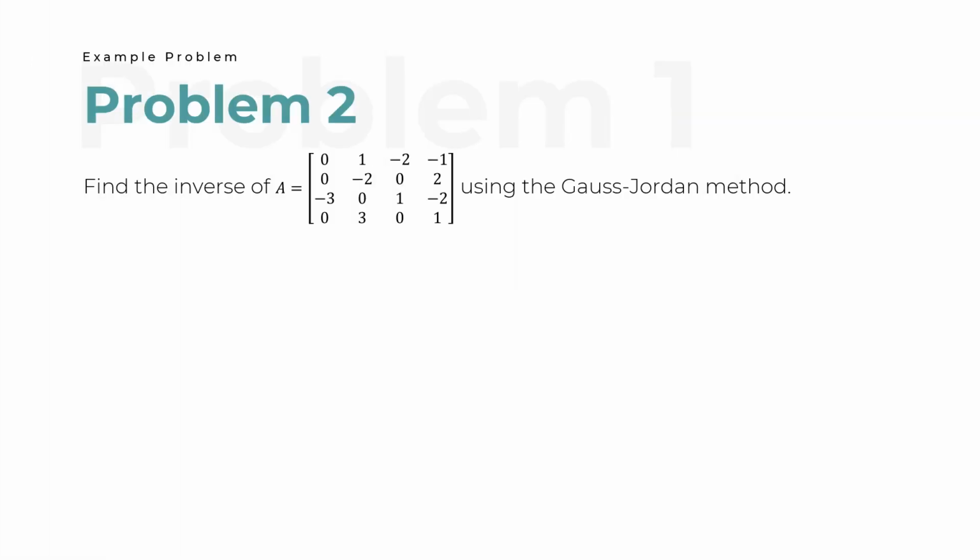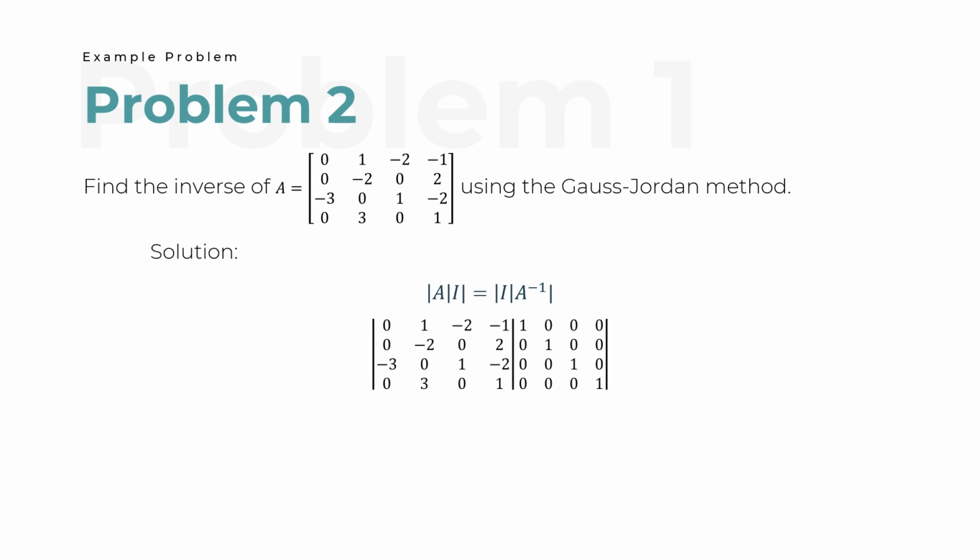Let's now have another example problem, problem 2. Find the inverse of the given matrix with the following values: 0, 1, negative 2, negative 1, 0, negative 2, 0, 2, negative 3, 0, 1, negative 2, 0, 3, 0, 1, using the Gauss-Jordan method. Applying the formula, we have the original matrix on the left side and the identity matrix on the right side.